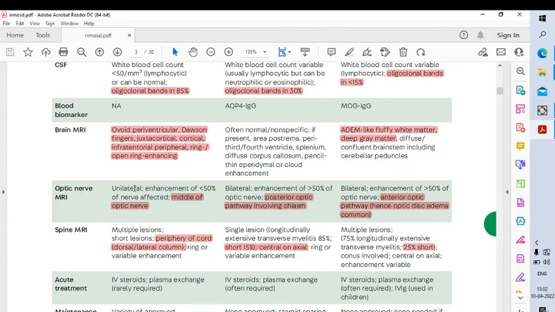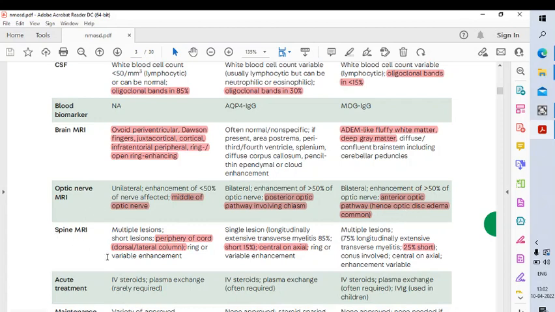Now, optic neuritis is a differentiating point. We know that in MS, it is mainly unilateral and affects mainly the middle of the optic nerve. Whereas in NMO, it is bilateral and mainly affects the posterior part of the optic nerve including the optic chiasm. Whereas in MOGAD, the anterior optic pathway is involved, hence optic disc edema can be seen.